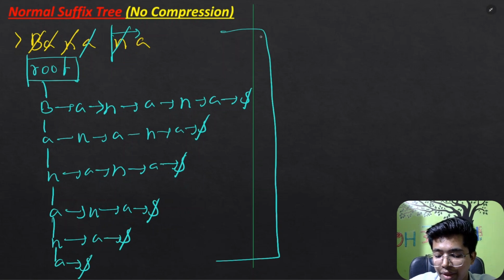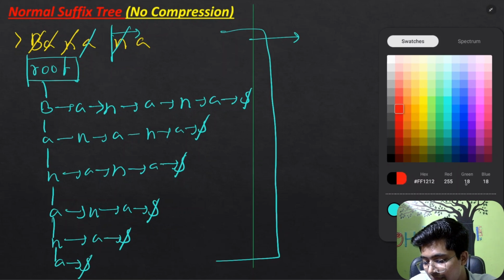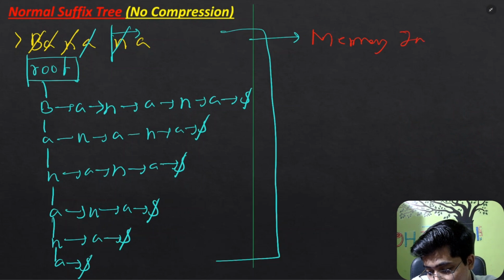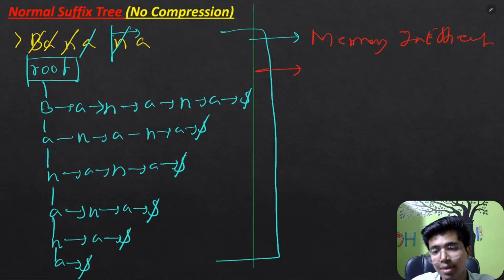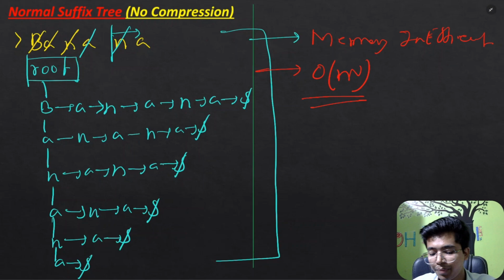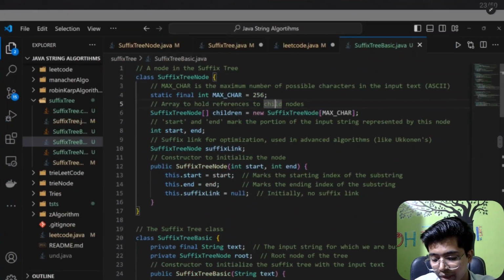As we insert all this, it is very memory inefficient. The first problem we face here is that it is memory inefficient. It takes a huge amount of memory. Second, it also takes a huge time, because we use the brute force approach, and the time becomes big O of n square. So this is the problem of a normal suffix trie, because we don't apply compression here. Both the time and space complexity are much greater.